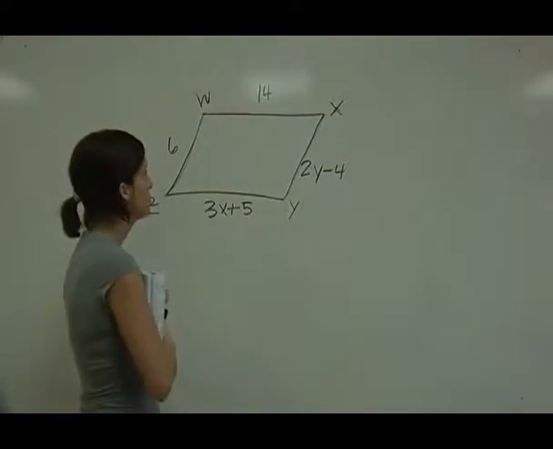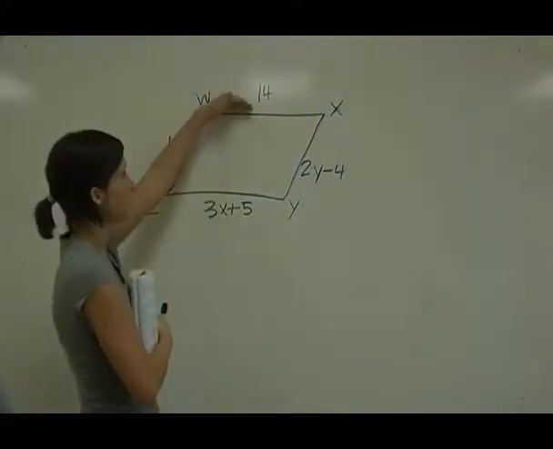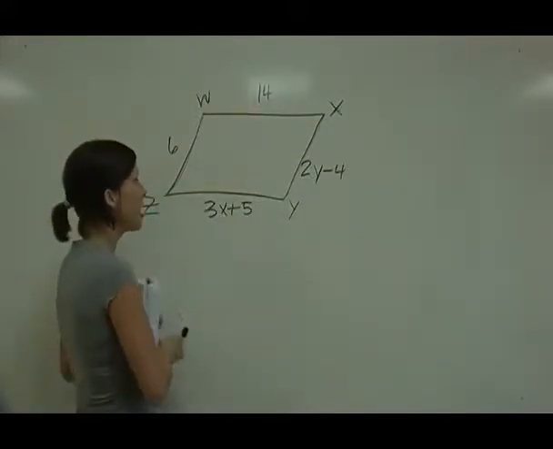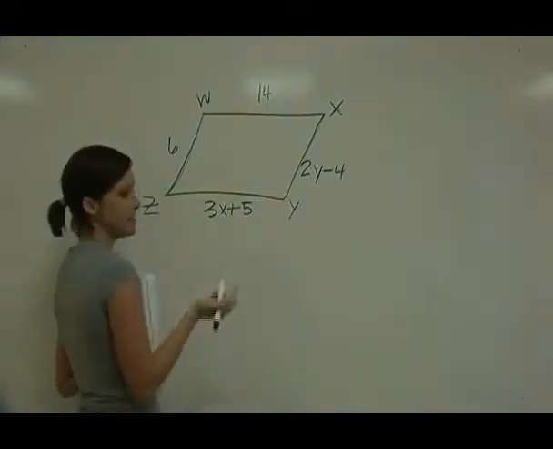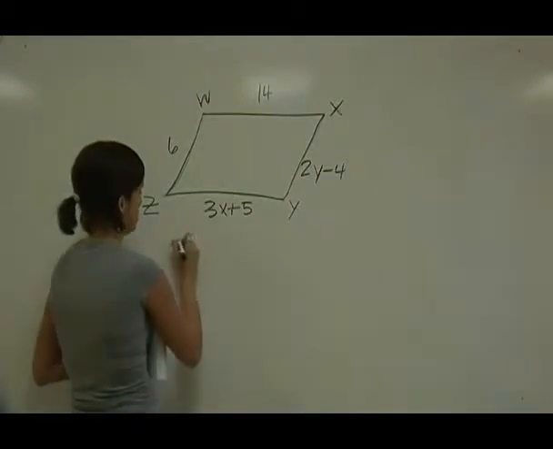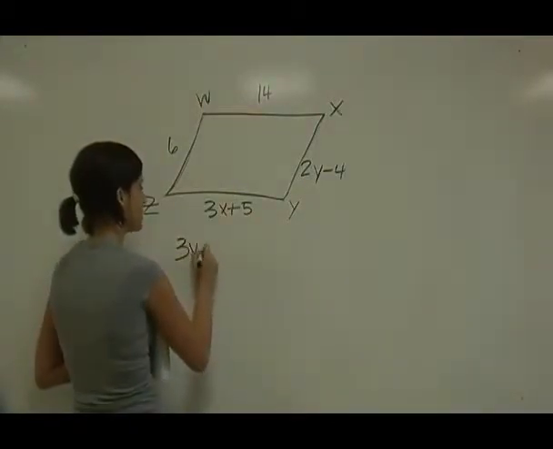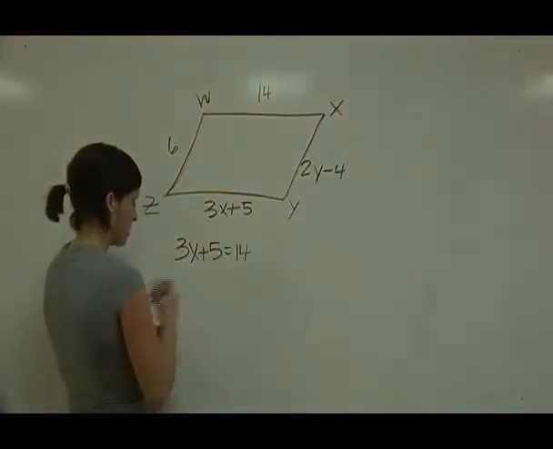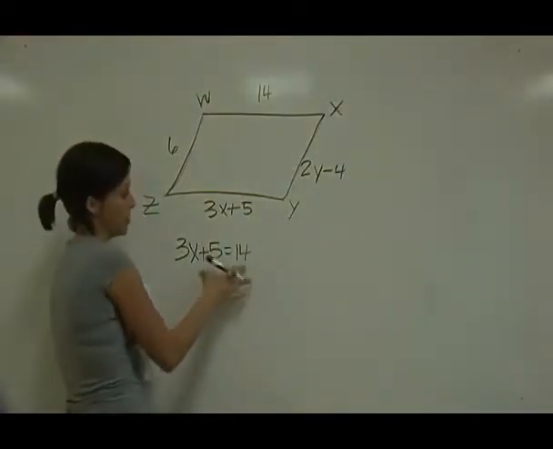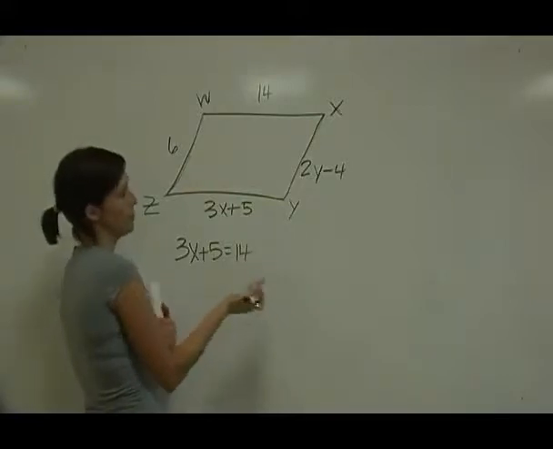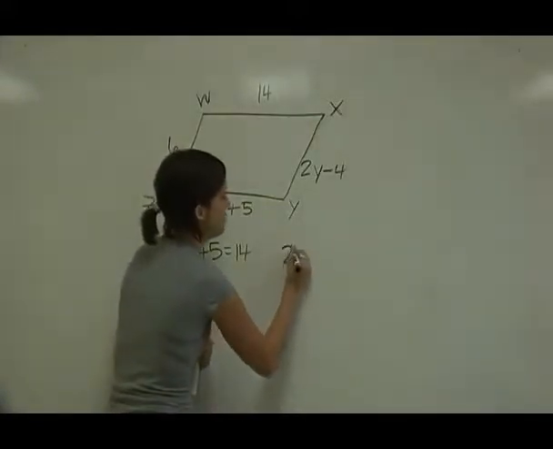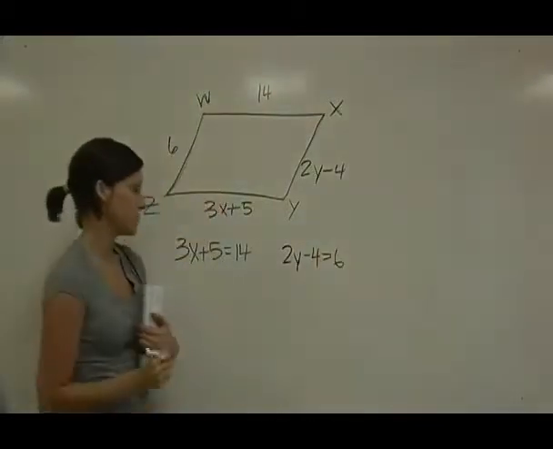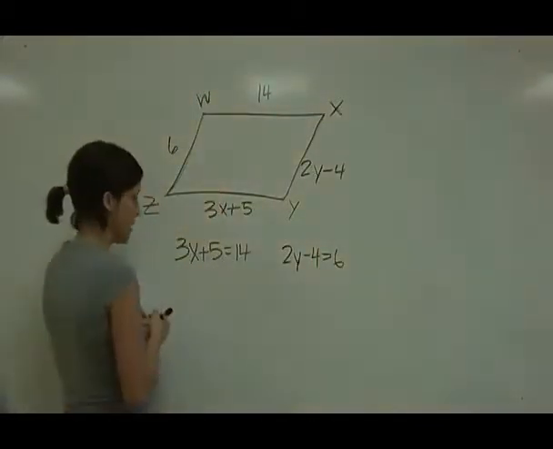Find x and y. So in a parallelogram, these are going to be congruent. Each side is going to be congruent. So knowing that, all we have to do to solve for x and y is set them equal to their corresponding sides. We have 3x plus 5 equals 14. So now we have an algebraic expression for that, so let's do one for the y. So you have 2y minus 4 equals 6. So let's solve, and we can solve for x and y.